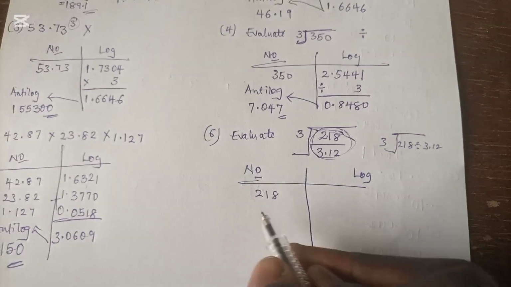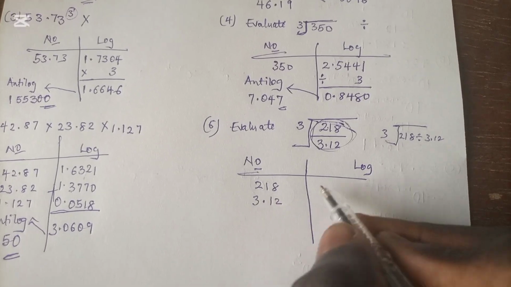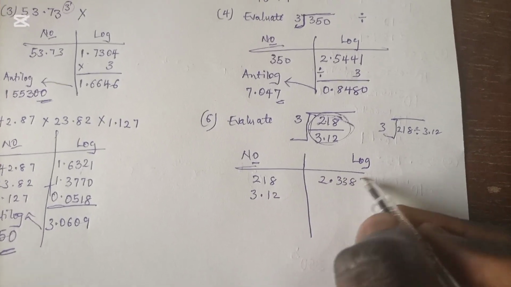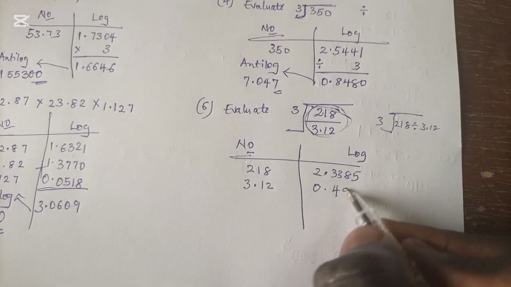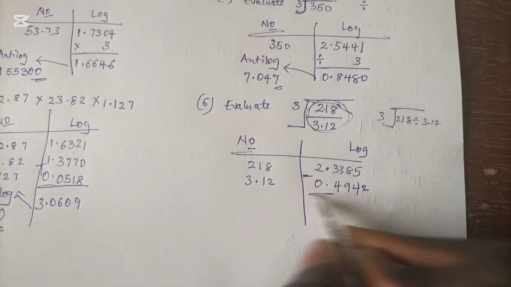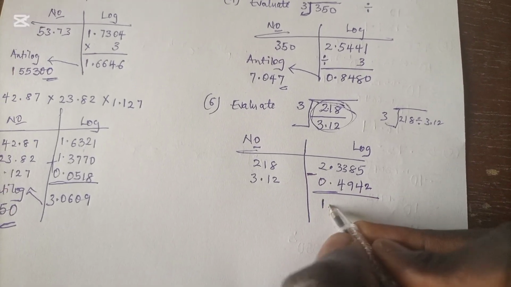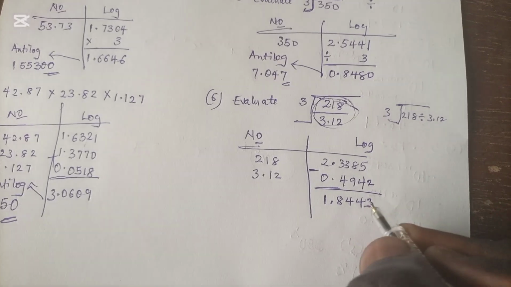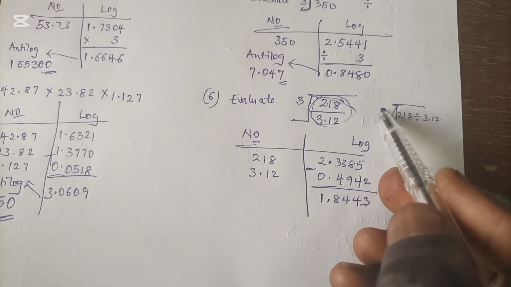So we have 218, we have 3.12. So this will give us 2.3385. We find the log, and this will give us 0.4942. Then you subtract. When you subtract, your answer will be 1.8443. That's the answer. Now I told you when you're having root 3, that means you will be dividing.